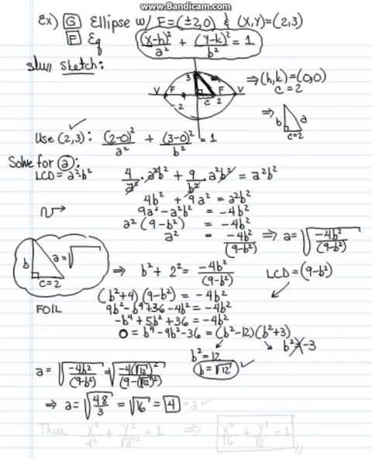So we got b, this is a, thus our equation is, it was x minus 0, so it's x squared over a squared, a is 4, so 4 squared, plus y minus 0, so it's y squared over the square root of 12 squared equals 1. And then if you simplify that, it's x squared over 16 plus y squared over 12 equals 1.